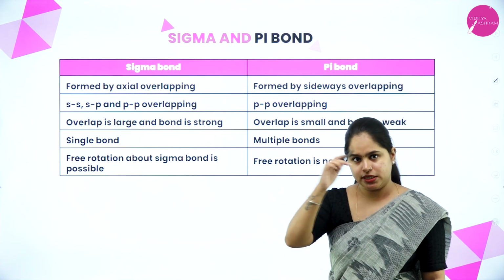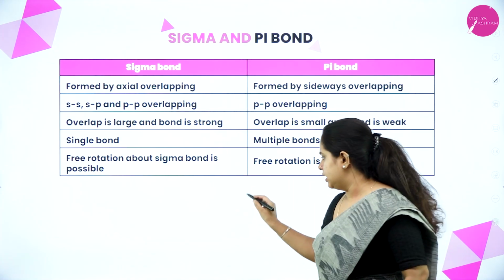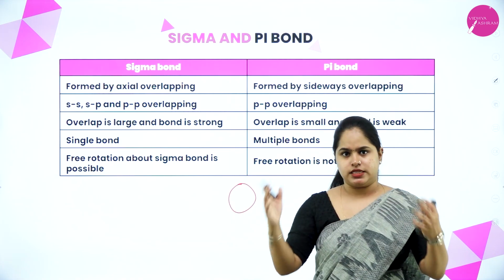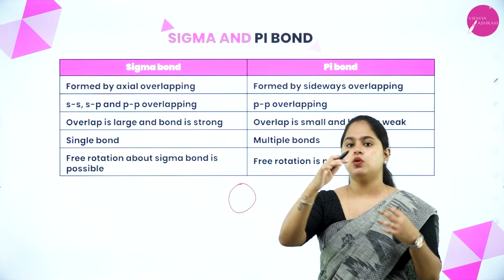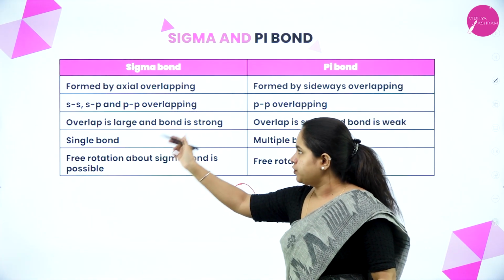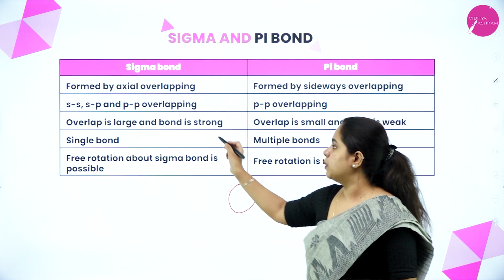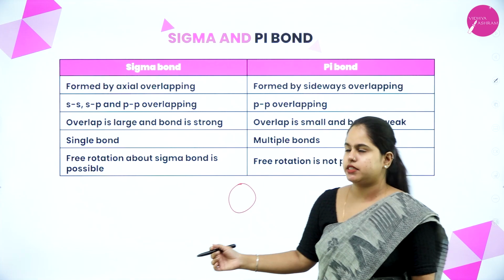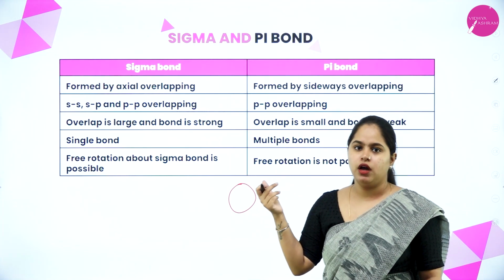S orbital, we know it is spherical in shape. So, sidewise overlapping is not possible there, right? It is spherical in shape, so where can sideways overlapping be possible here? In the p orbital only, sidewise overlapping is possible. Clear? Now, in the case of sigma bond, the overlap is large and hence the bond is strong. That is what we discussed just now. And the overlap is small and the bond is weak in the case of pi bond.